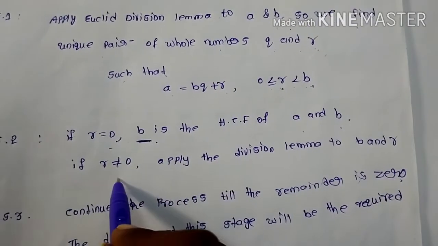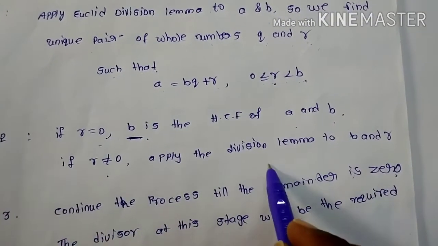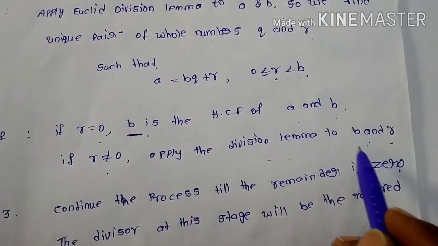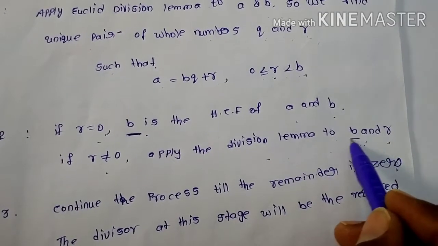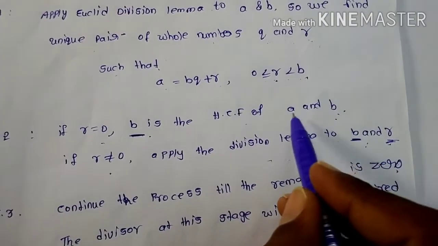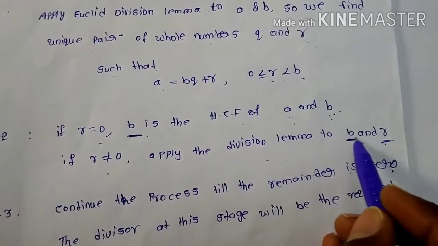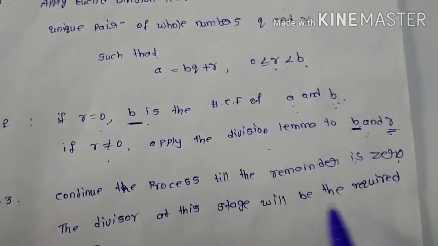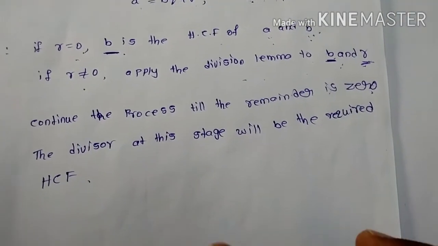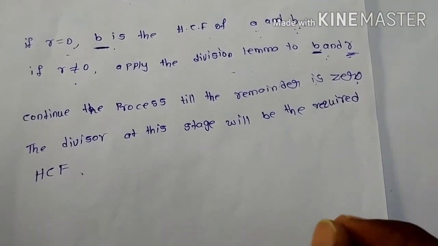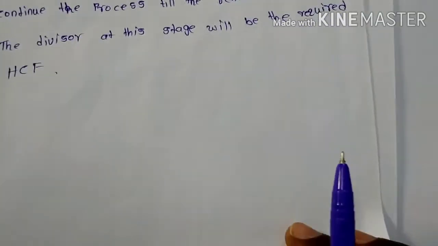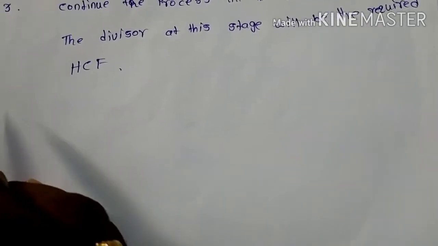If you are not getting remainder equal to 0, you can apply the division lemma to b and r. We apply the division lemma to which ones? You can remember here b and r, not a and b. Once again, don't do a and b; you have to do b and the remainder. Continue the process till the remainder is 0. Then I will explain one example, so you can find it easily.